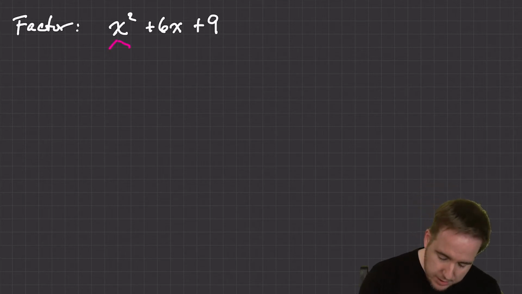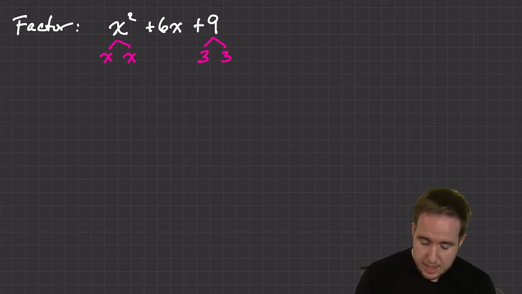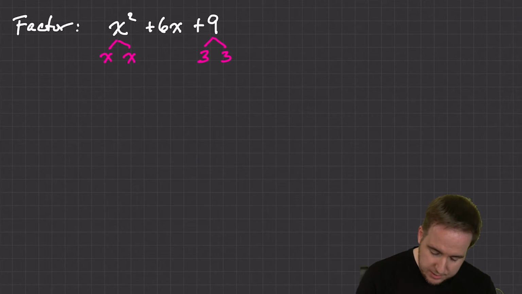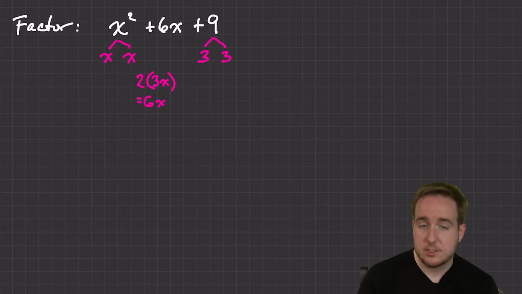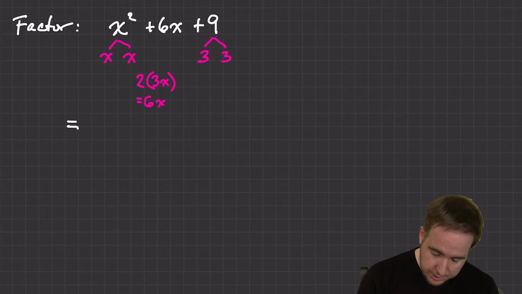The first one is x times x. The last one is 9, 3 times 3. So you notice that. And then you check. What is 3 times x times 2? Well, that's 6x. So because that works, I can shortcut this.